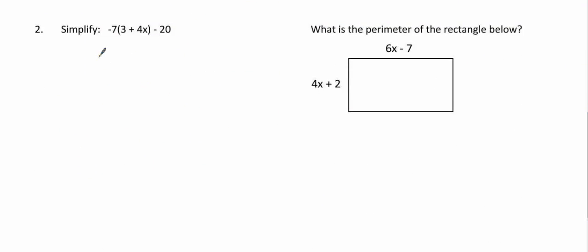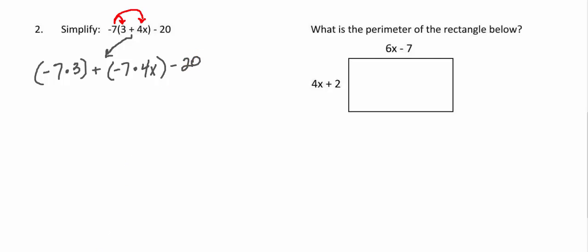Here we go. We're ready to start working through these. So the same idea to start with. We're going to have those same rainbows. We're going to multiply negative 7 times 3, negative 7 times 4x. Nothing's happening to that minus 20 yet. So negative 7 times 3 plus, this plus sign becomes that plus sign, plus negative 7 times 4x minus 20. This minus 20, this just comes right down. We're not doing anything with it yet.